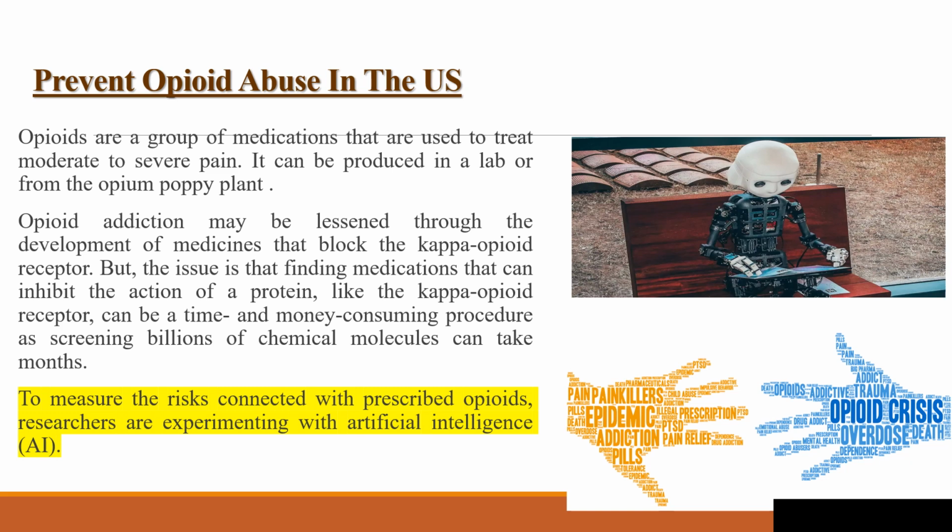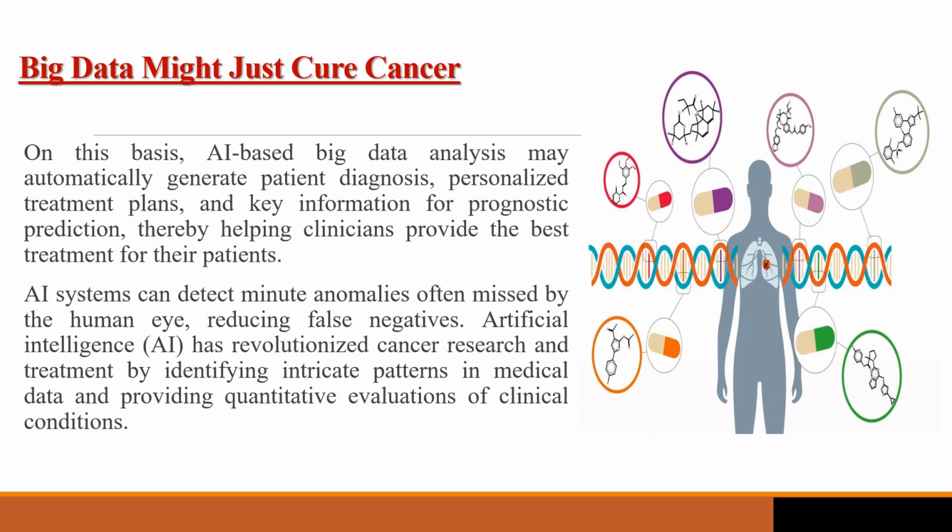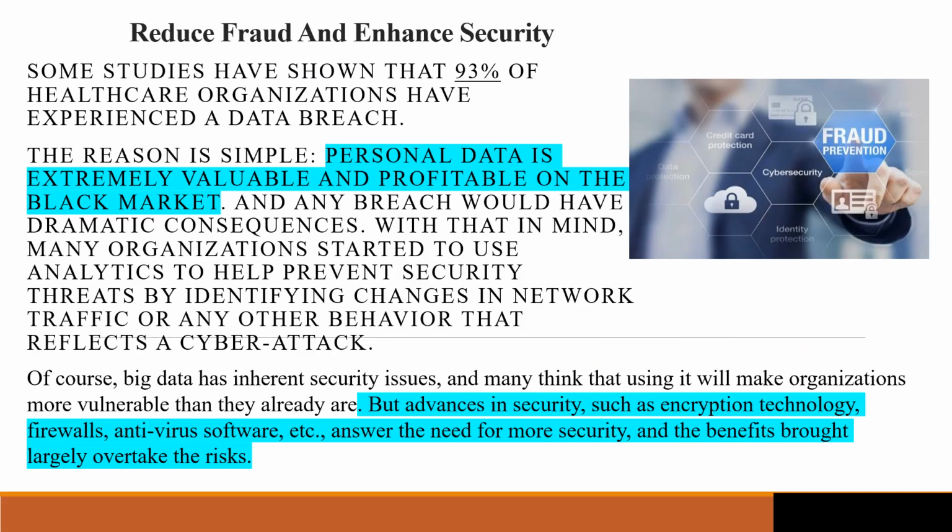To measure the risk connected with prescribed opioids, researchers are experimenting with artificial intelligence software. Big data might just cure a particular cancer. AI-based data analytics may automatically generate patient diagnoses, personalized treatment plans, and key information for prognostic medication. AI systems can detect minute anomalies often missed by the human eye. They can revolutionize cancer research and treatment by identifying intricate patterns in medical data and quantitative evaluations of clinical conditions.